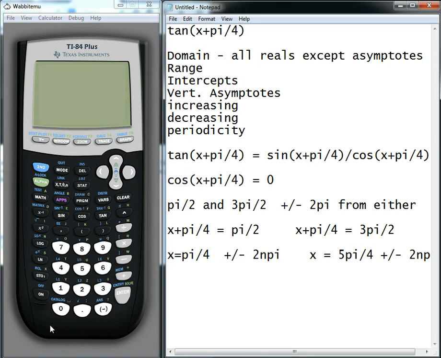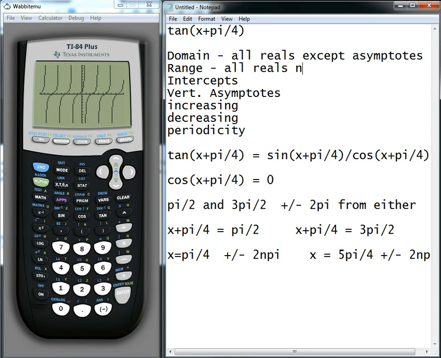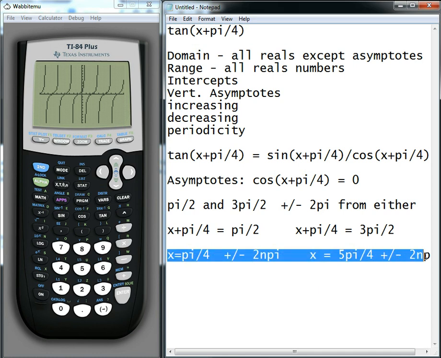Now for the range, it goes up and down forever. So that's all real numbers. Okay. For the asymptotes, that's what I just did. So this is your answer for the asymptotes.